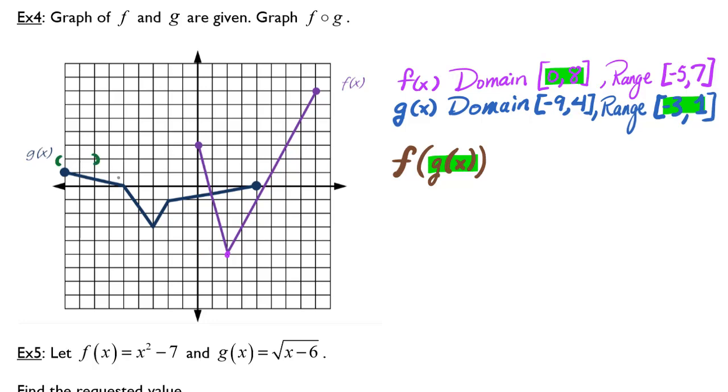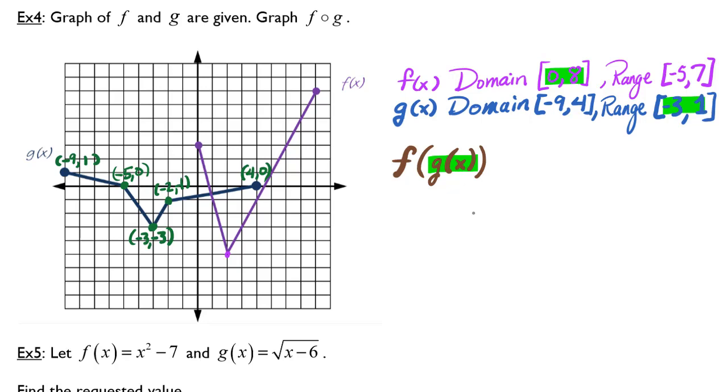Points along g of x, the first one's at -9, 1. The next obvious intersection is at -5, 0. And then there's another obvious intersection at -3, -3. And then if I look at this again, I have a -2, -1, and a 4, 0.